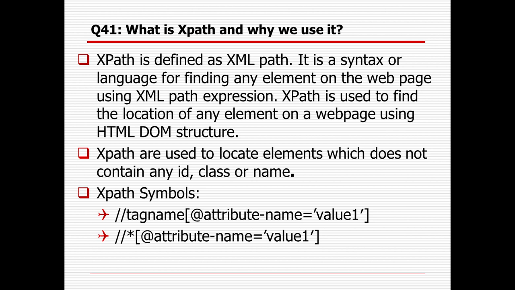So this is the syntax. First, you need to give double slash, then the tag name, then @ attribute name and value. In case you are not sure about the tag name, you can give double slash and star asterisk mark, then attribute name and value. Suppose the attribute name is text, you can give the value. Suppose the attribute name is value, you can give it. If the attribute name is type, you can give it text. In a similar way, you can use multiple attributes also, and you can create your own custom XPath.